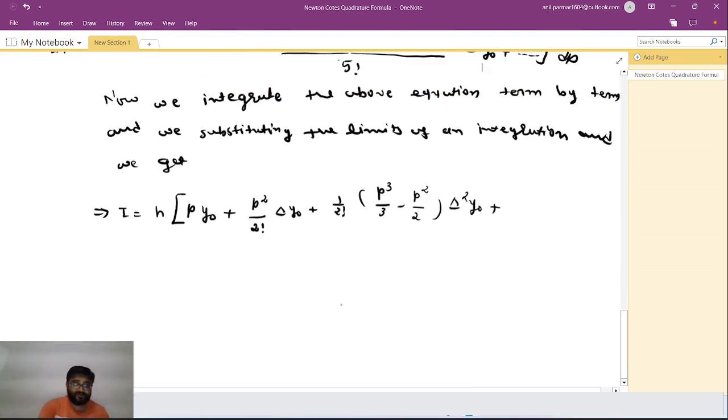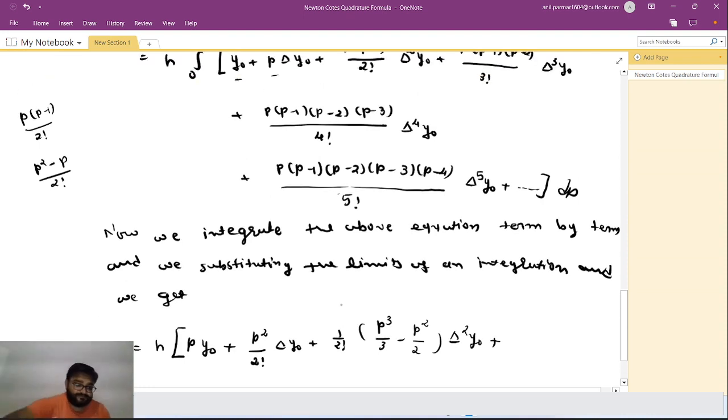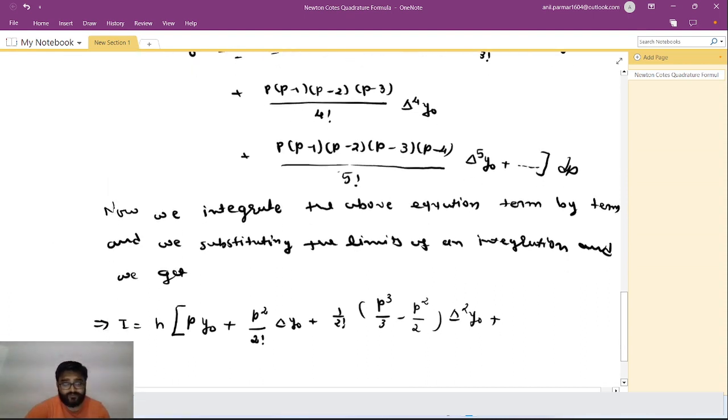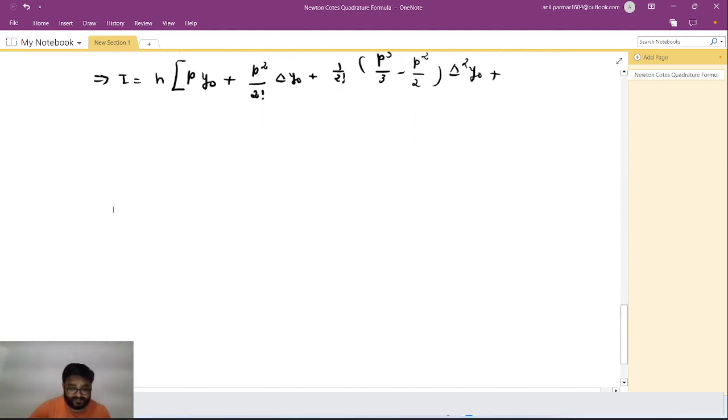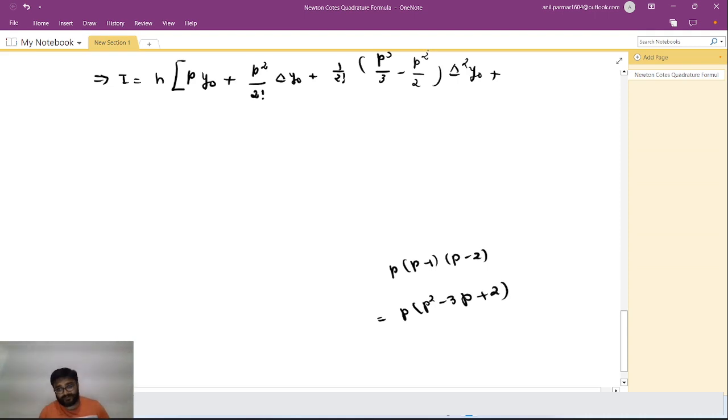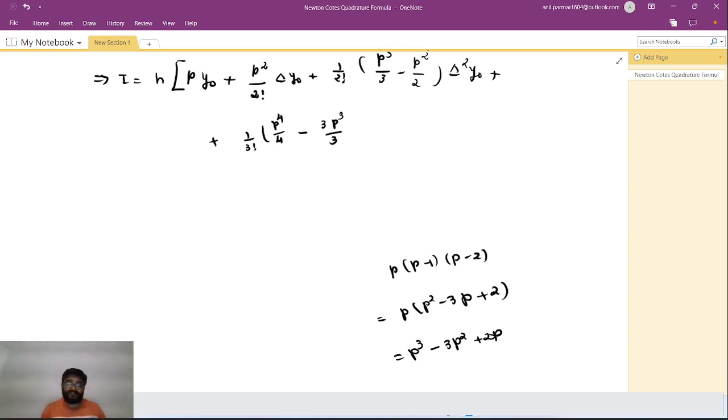Similarly, here it is rough work, so I have to remove it. Now we have another rough work, that is p into p minus 1 into p minus 2 is equal to p into p square minus 3p plus 2. So it is p cube minus 3p square plus 2p. So we have another term, that is 1 upon 3 factorial. The integration of p cube is p raised to 4 by 4 minus 3p cube by 3, as the integration of p square is p cube by 3, and 2p square by 2 delta cube y0.